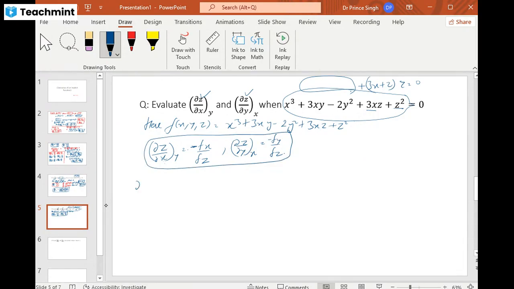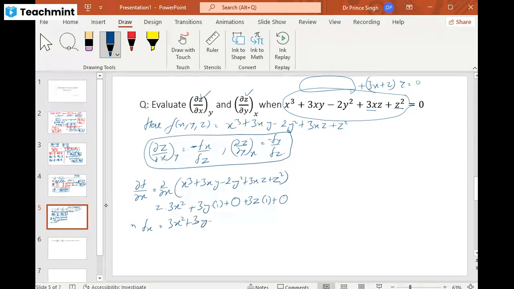So let us first calculate curly f upon curly x. This is curly by curly x of x cube, 3xy, 2y square, plus 3xz, plus z square. When we are differentiating with respect to x, y and z are treated as constant. So the derivative of x cube is 3x square. 3 and y is constant, the derivative of x is 1. 2y square is constant, the derivative is 0. 3z is constant, the derivative of x is 1. Z square is constant, the derivative is 0. So what is fx? 3x square plus 3y plus 3z.